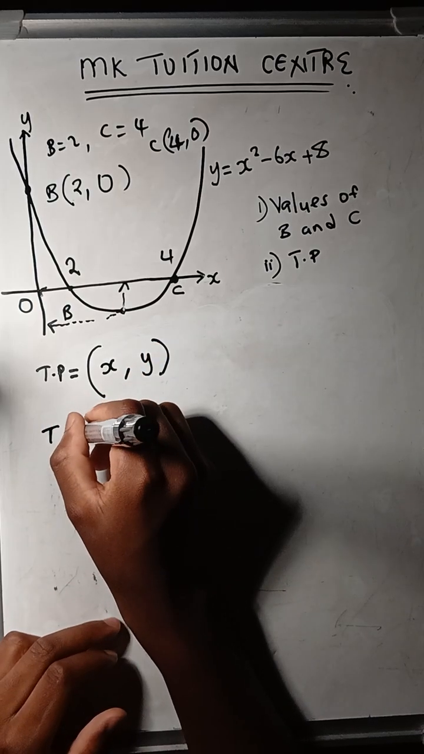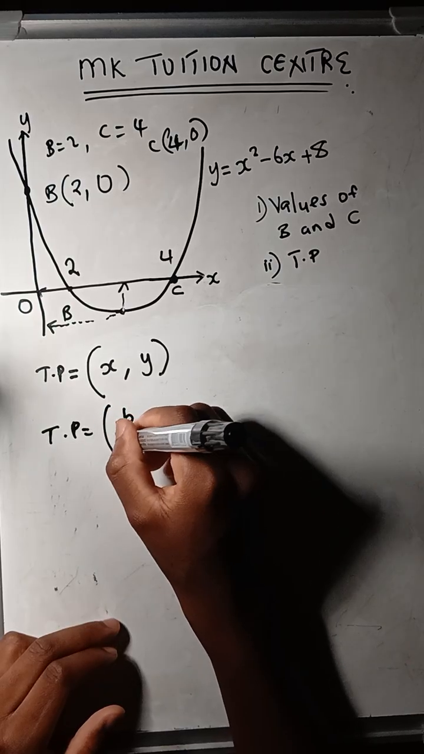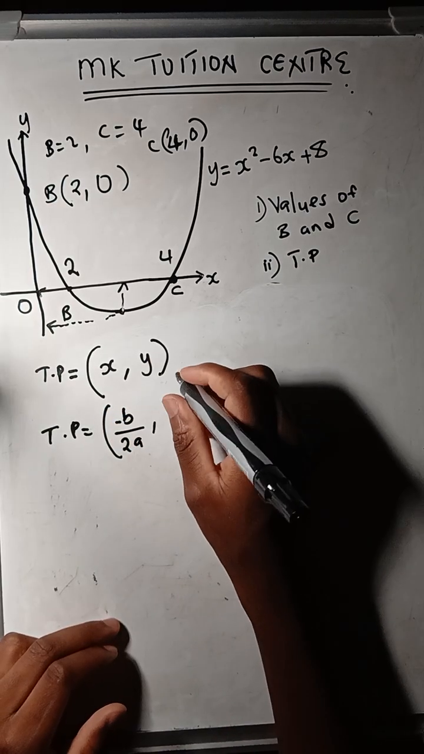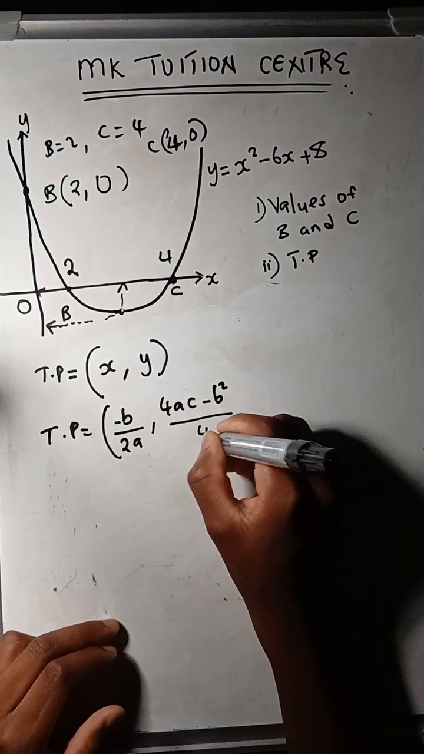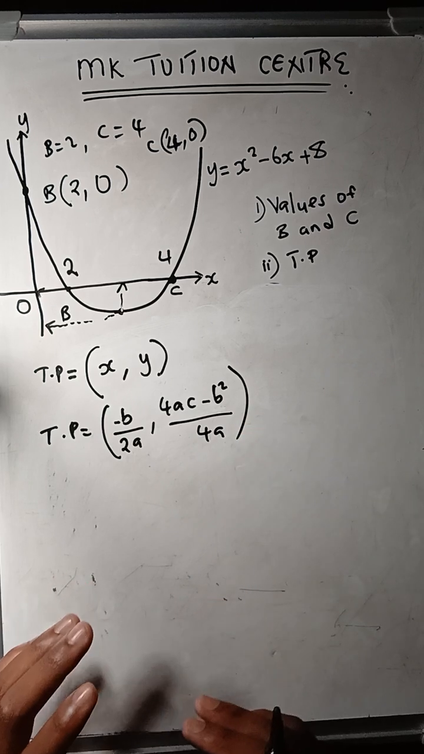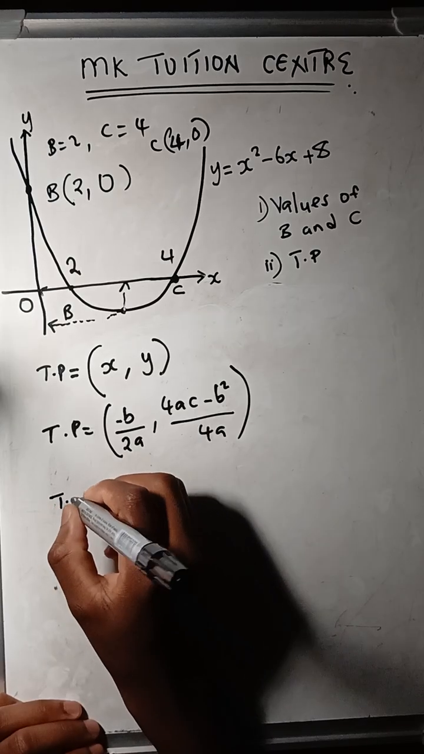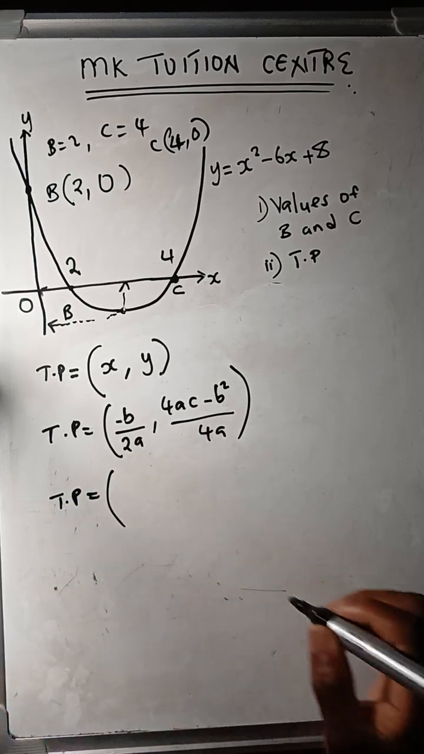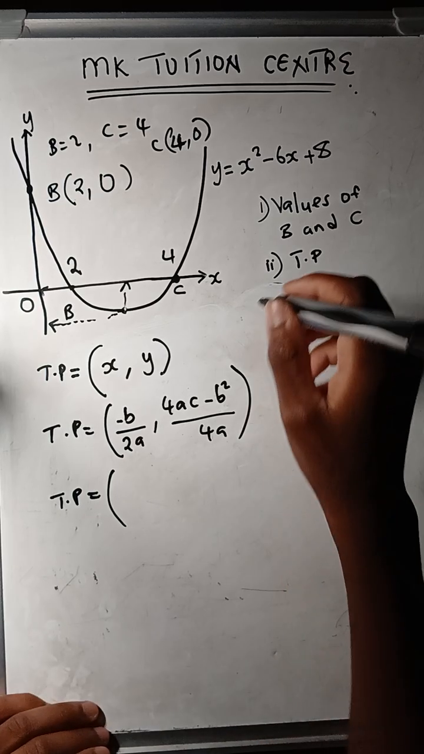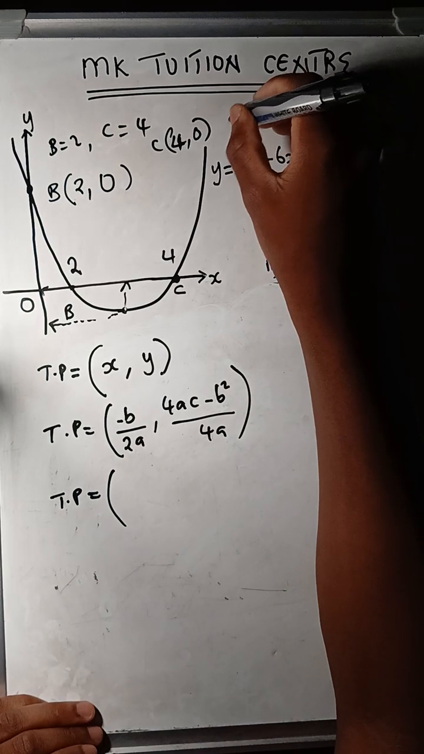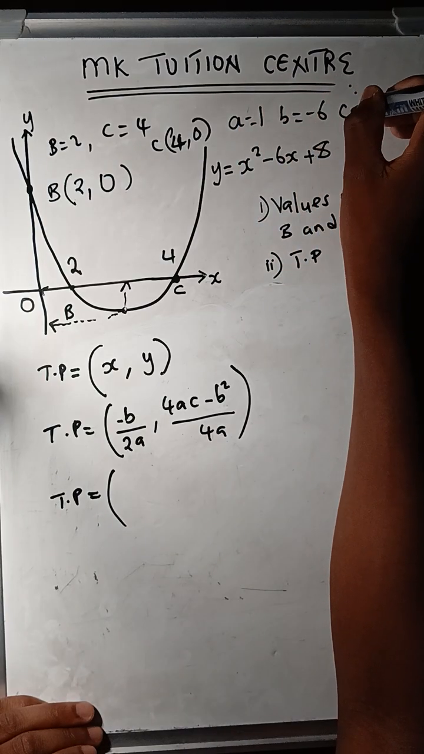Now how do we find the x and how do we find the y? So x is equal to negative b over 2a, comma, y is equal to 4ac minus b squared over 4a. We must be familiar with these formulas because they are very important. Now when you reach here, you're just going to substitute. We don't know our a, b, and c yet. Let's find them. So we have a as 1, b as negative 6, and c as 8.